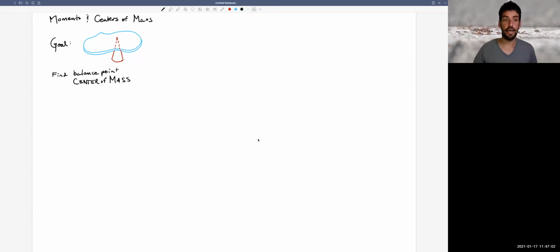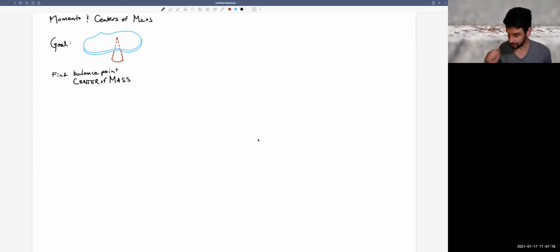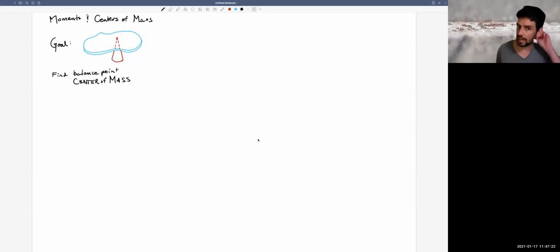Hey, everybody. So we're going to look at another application from physics that we can use integration for. This is something called moments and center of mass, and we'll get into what all of these things are. Center of mass you may have heard before, and I've got here our goal.